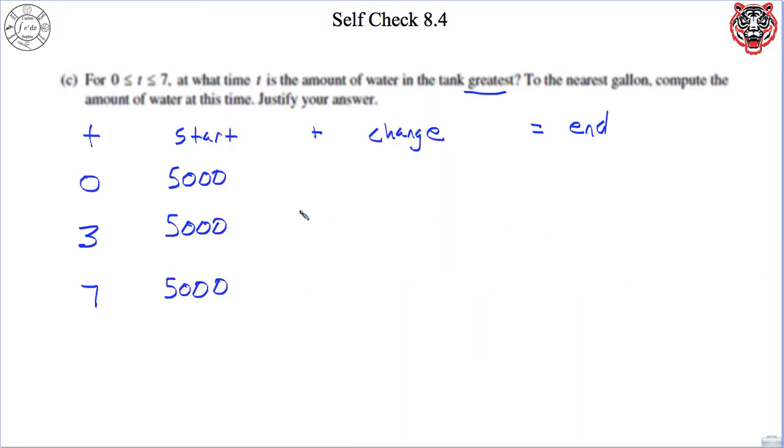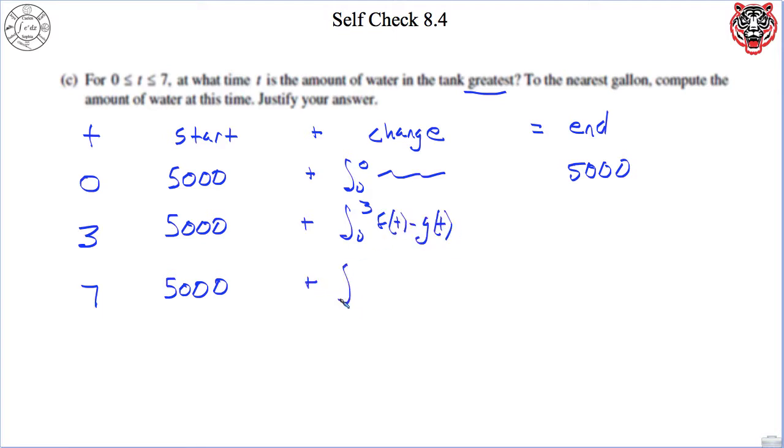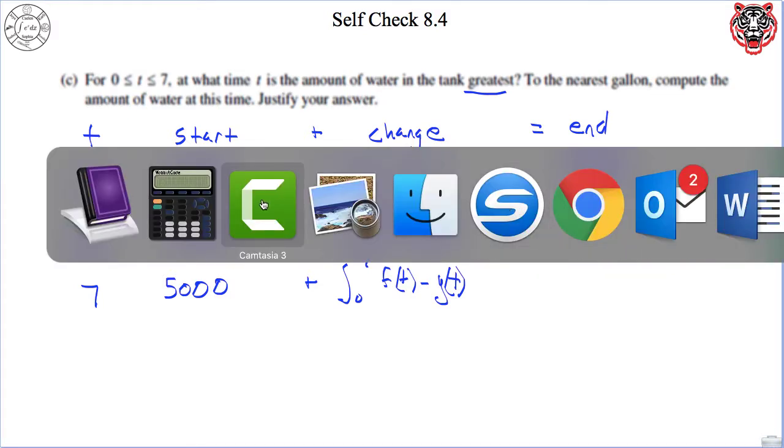All right, I have exactly 50 seconds. Let's see how fast I can do this. So I need to do the integral between 0 and 0, it doesn't really matter because it's 0 to 0, and the end is going to be 5,000. And I need to do the integral between 0 and 3 of the actual function, so f of t minus g of t. And I need to do plus integral between 0 and 7 of f of t minus g of t. And how to do those, so on my calculator, let's do this.